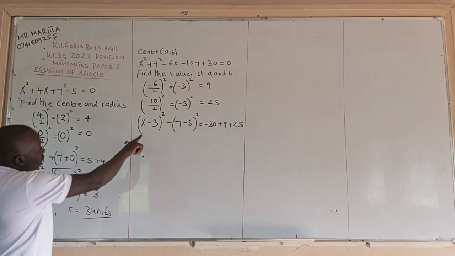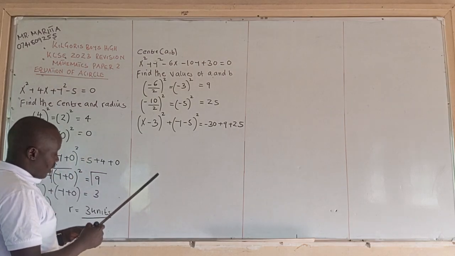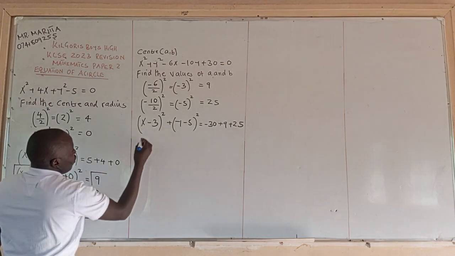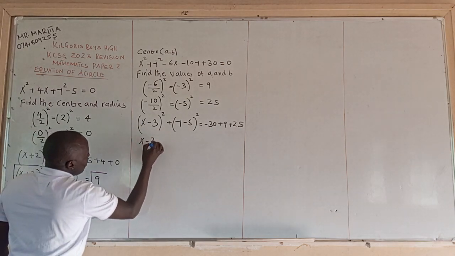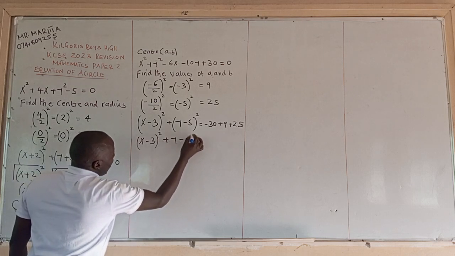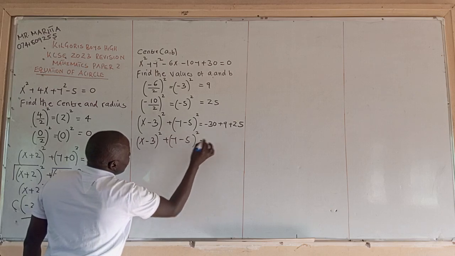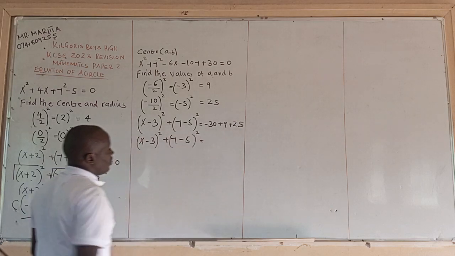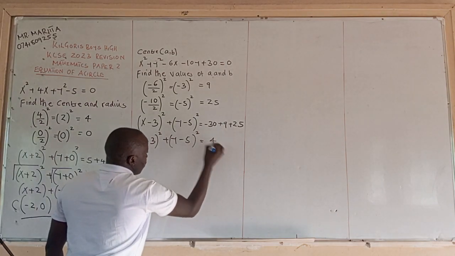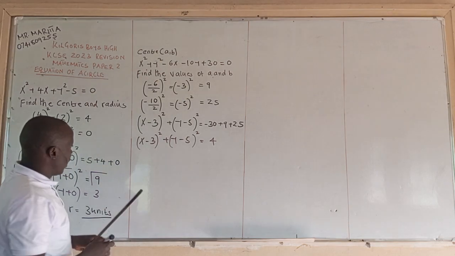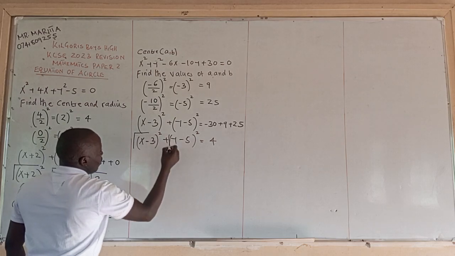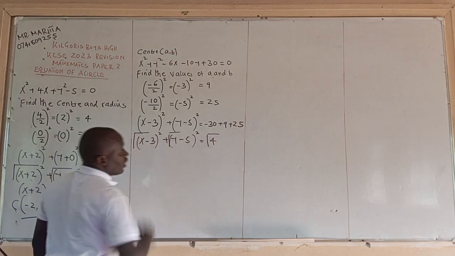From here you can carry out the square root, but before that, we have x minus 3 squared plus y minus 5 squared equals 9 plus 25 minus 30. 34 minus 30 gives us 4. So from there, you carry out a square root on each term.